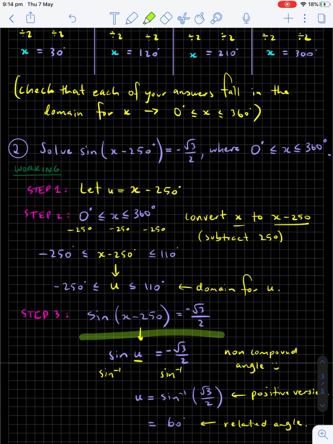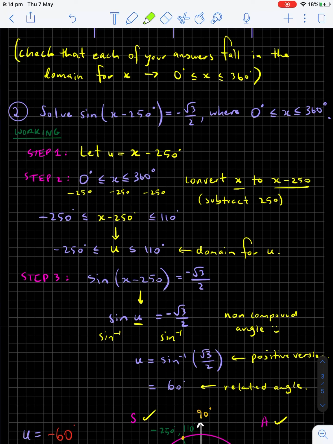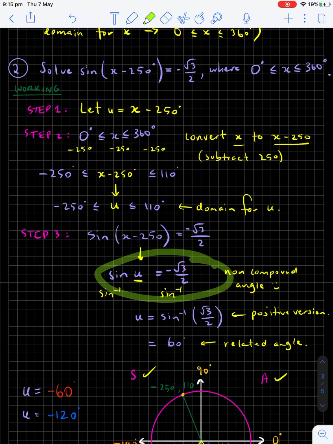Okay, so step 3, now we solve the equation for u. First up, we change it to our desired angle of u, which is not a compound angle. And now we need to get u by itself, so we do inverse sine of both sides. Now when we apply inverse sine to this, we've got to change the negative fraction to its positive version. And we get that u is 60. That's the related angle, remember. But we want sine, in this case, to be negative.